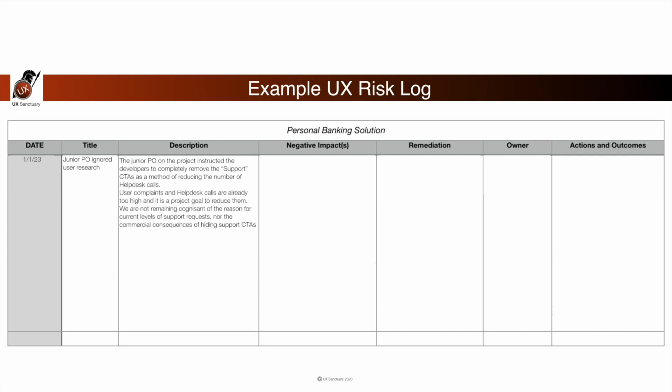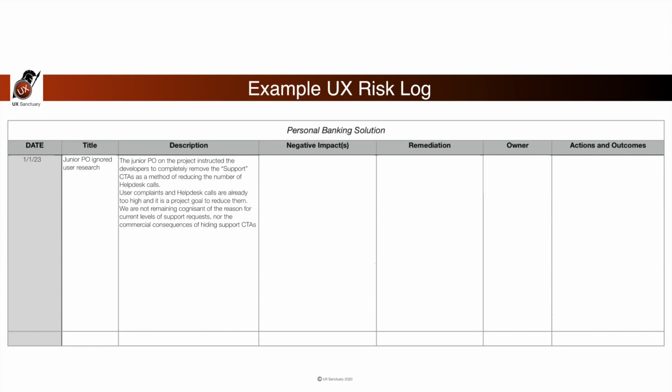In this example, the junior PO on the project instructed the developers to completely remove the support CTAs, the calls to action, the buttons and links, as a method of reducing the number of help desk calls. User complaints and help desk calls are already too high, and it is a project goal to reduce them. We are not remaining cognizant of the reasons for the current levels of support requests, nor the commercial consequences of hiding support CTAs, buttons, links, etc. This actually happened.